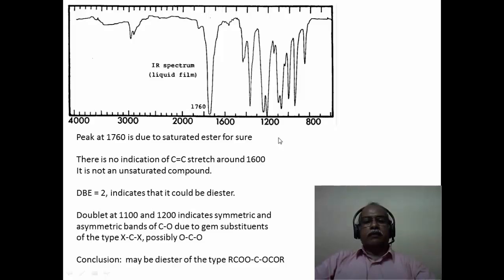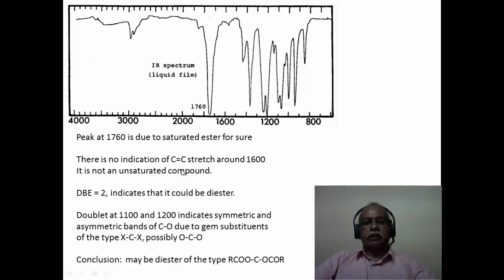The 1760 is definitely due to a saturated ester. Saturated ester comes between 1740 to 1780 or so. 1760 is a very nice, intense peak, which is due to the saturated ester for sure. There are no indications of any kind of unsaturation.